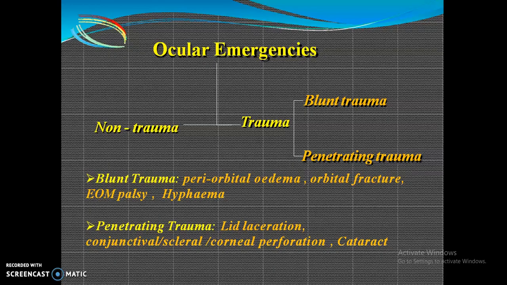Then the ocular emergencies are mainly divided into two types, non-traumatic and traumatic. Traumatic means blunt and penetrating trauma. Blunt trauma includes periorbital edema, orbital fracture, EOM palsy, that is extraocular muscle palsy, and hyphema. Hyphema is a pooling or collection of blood inside the anterior chamber of the eye.